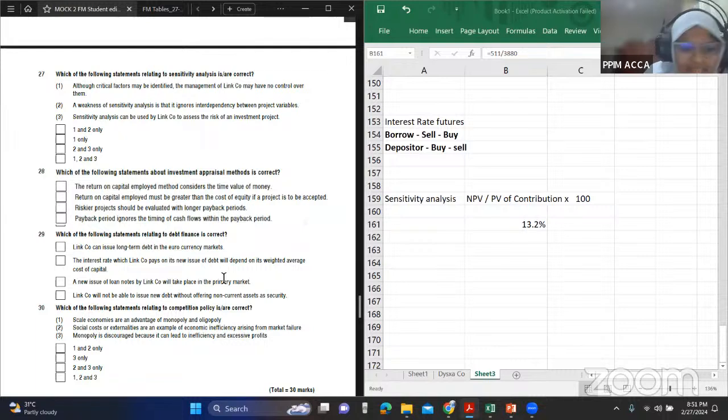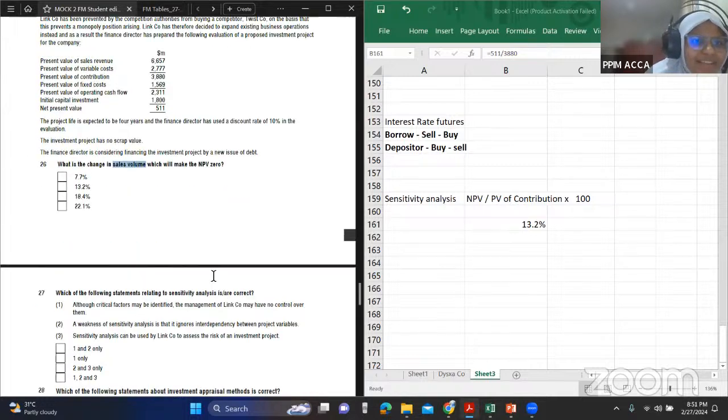A weakness of sensitivity analysis is that it ignores interdependency of project variables. That is true. When we are calculating the sensitivity, we assume that everything else remains constant, whereas that may not be true. In one situation, sales revenue can change, variable cost will change, fixed cost also can change. In that situation, you can't use sensitivity analysis. You have to use another model called simulation. Again, you don't have to know how to do the calculations.